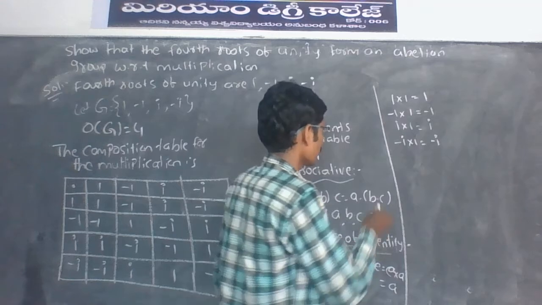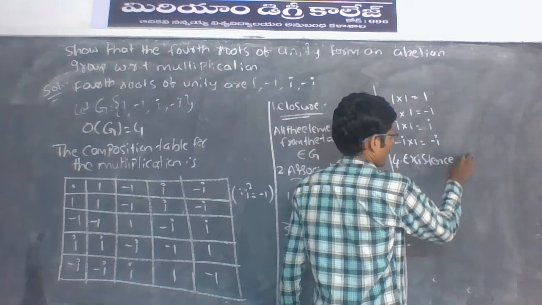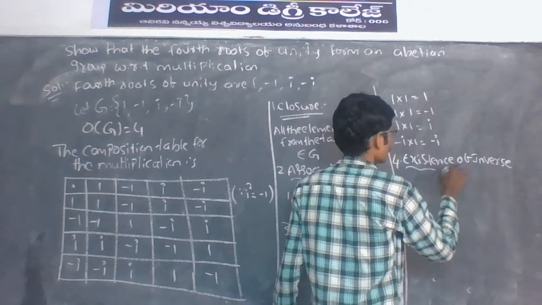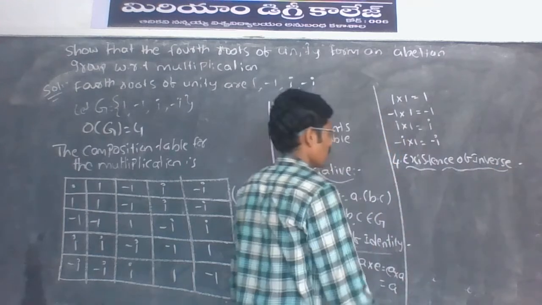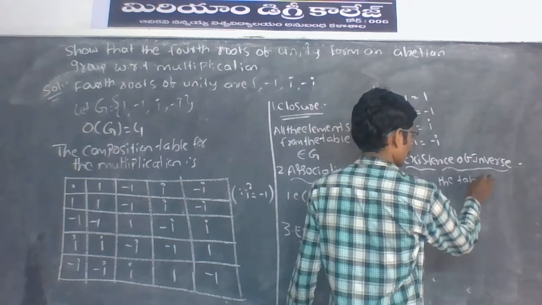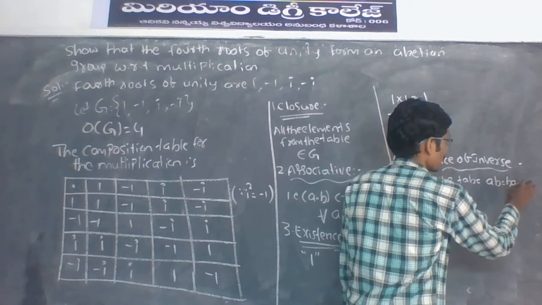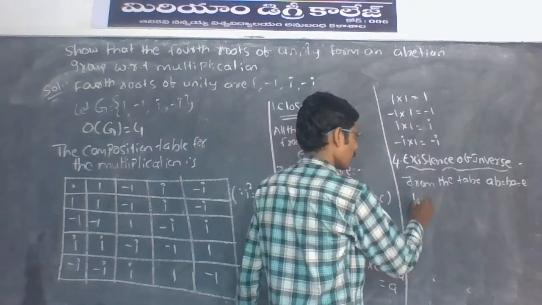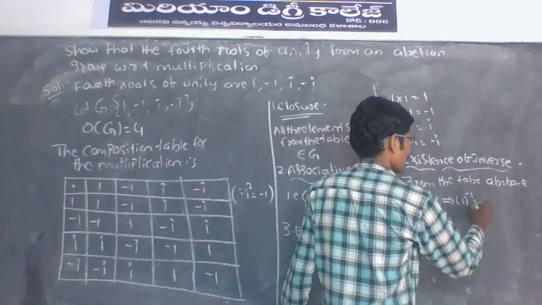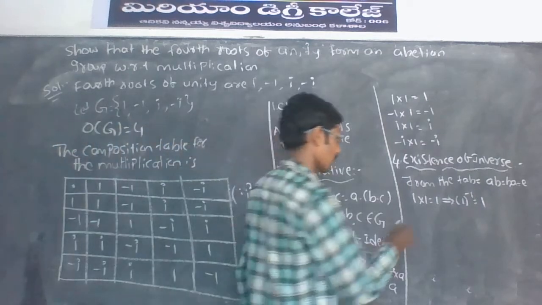Next, the fourth one: existence of inverse. From the table, the existence of inverse formula is AB is equal to BA is equal to E, that is, A inverse is equal to B. So 1 into 1 is equal to 1, that implies 1 inverse is equal to 1.